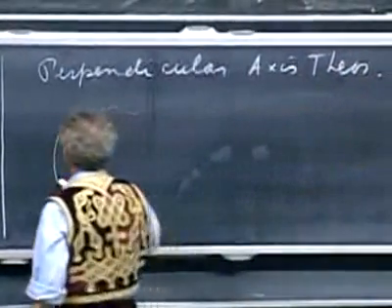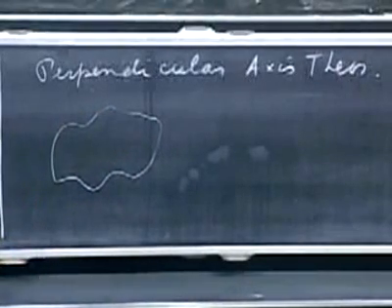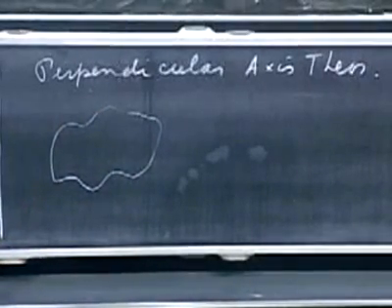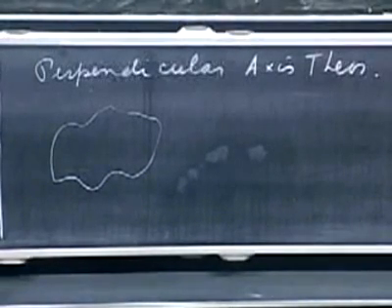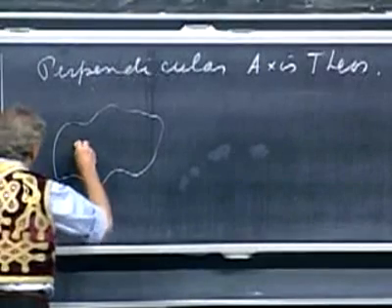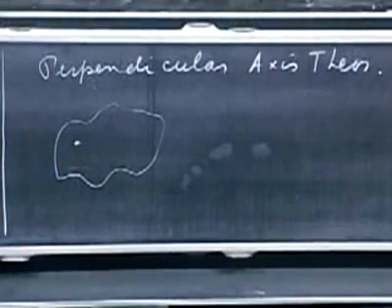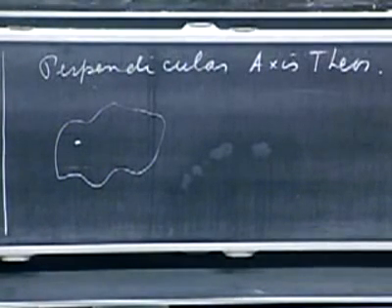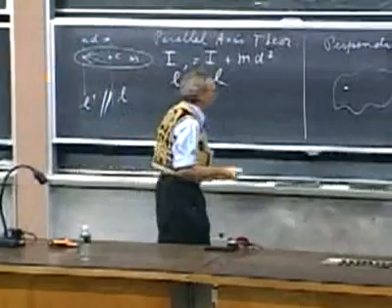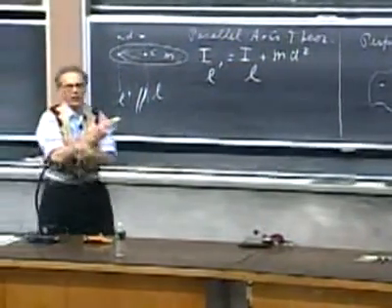If you have some kind of a crazy object, which of course we will never give you, we always give you a square or a disk, but it has to be a thin plate, otherwise the perpendicular axis theorem doesn't work. And suppose I'm rotating it about an axis perpendicular to the blackboard through that point. I call that the z-axis. It's sticking out to you. That's the positive z-axis.